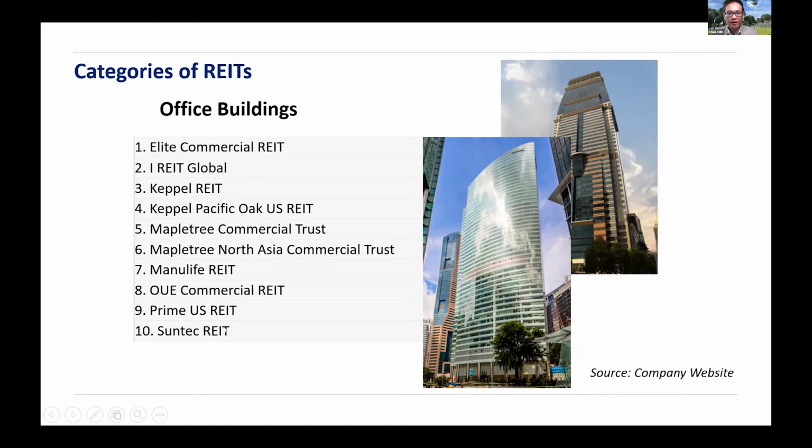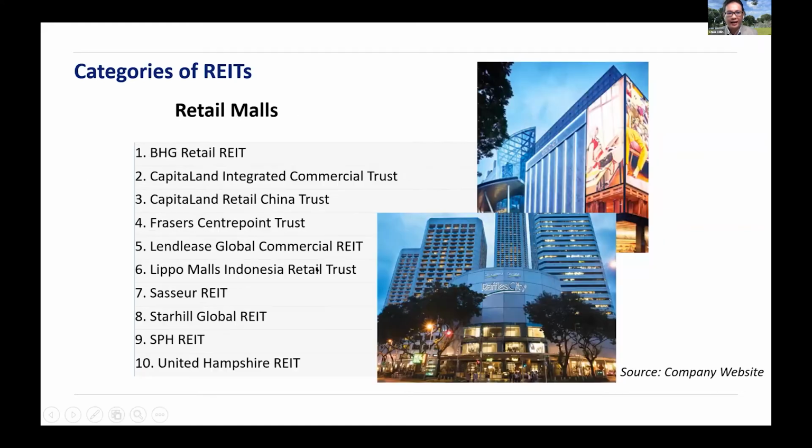But in any case, we have 10 office REITs, so these are the 10. For retail malls, we also have 10 retail mall REITs, same thing. A lot of them are not in Singapore, and today we're only looking at REITs with a majority of the properties in Singapore. So these are the 10 retail mall REITs. For information, for example, quite a number of them actually have property in China.